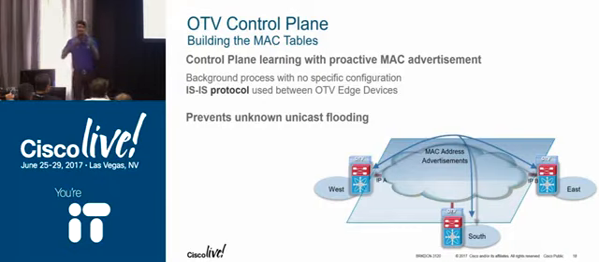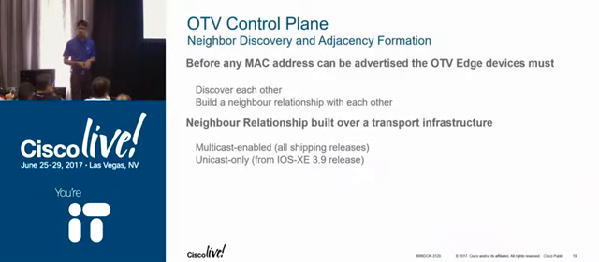Before we can advertise those MAC addresses towards the other site or our neighbors, we need to form a neighborship. How do we do that? There are two modes by which we can build a neighborship, either unicast or multicast. Support for unicast, as I told you, started with the XC39 release, and support for multicast started with the first shipping releases, that is XC35.